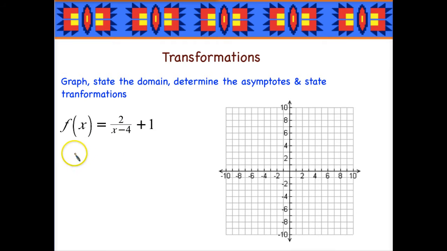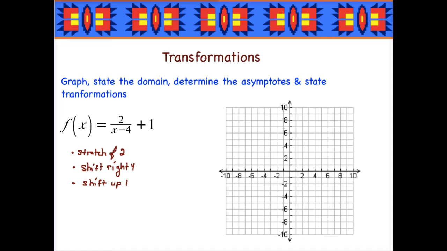First thing is the 2. So we have, number 1, a stretch of 2. Then you can see there's this -4 on the end here. So we have a shift. And remember, we shift the opposite way, so we are going to shift right 4, and then this 1 on the end means we're going to shift up. We have a vertical shift up of 1.